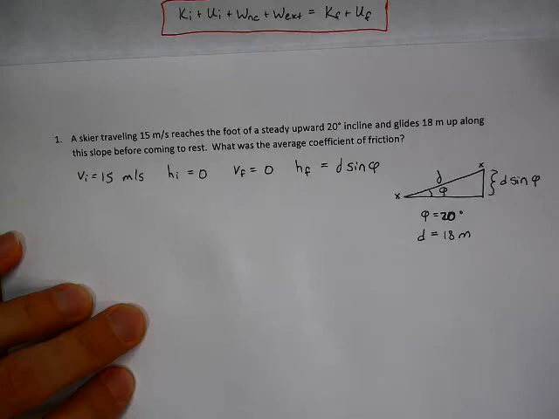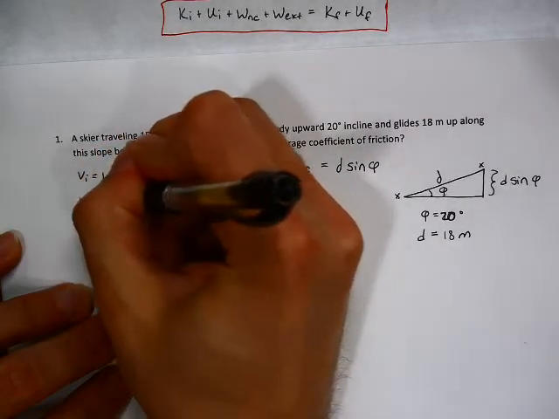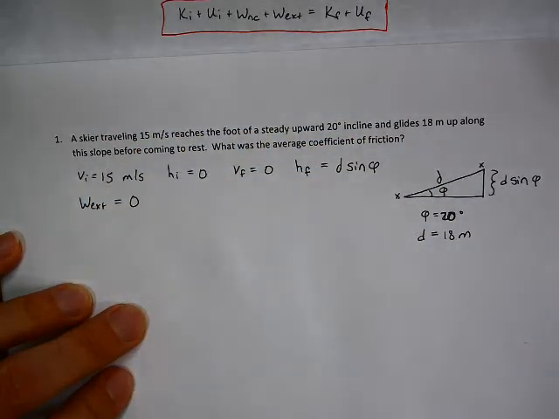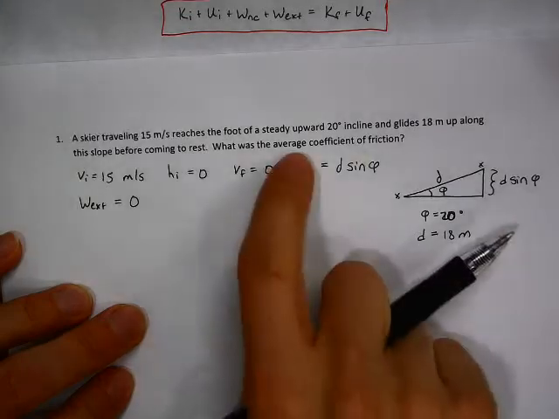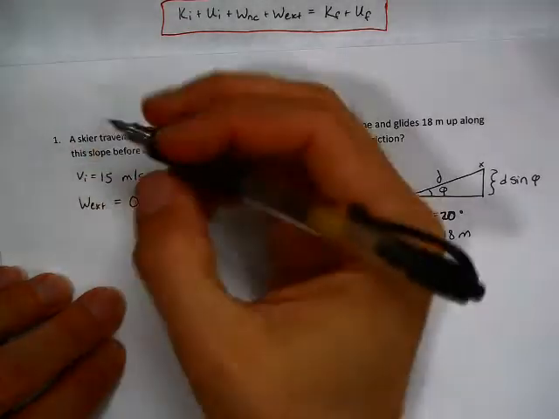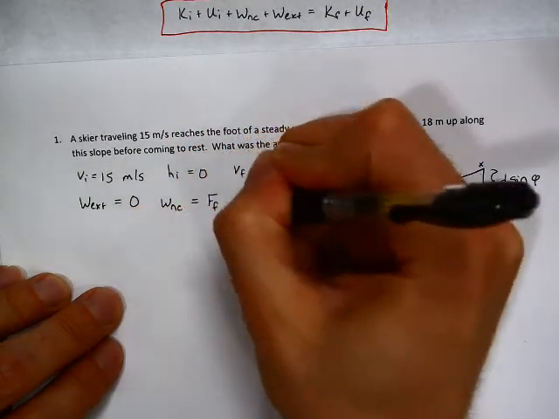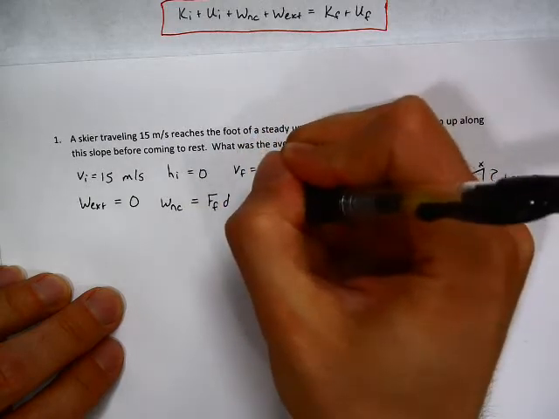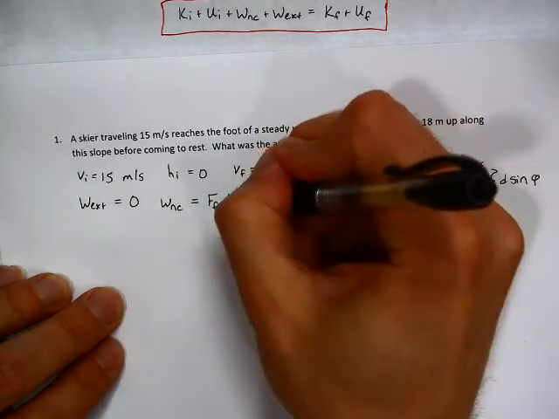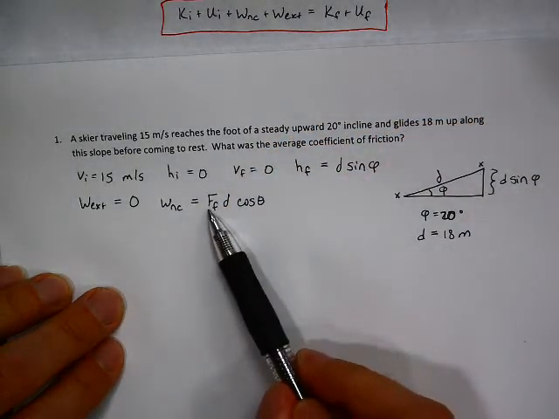Are there any external forces doing work? Any tension, any applied forces? And the answer is no. So we can say the work done by external forces equals 0. Are there any non-conservative internal forces, namely friction, doing work? And the answer is yes. We're actually calculating the coefficient of friction. So we do have work done by a non-conservative force, and it's going to be equal to the force of friction times the displacement, or the magnitude of the displacement technically, times cosine of the angle between this force and this displacement.